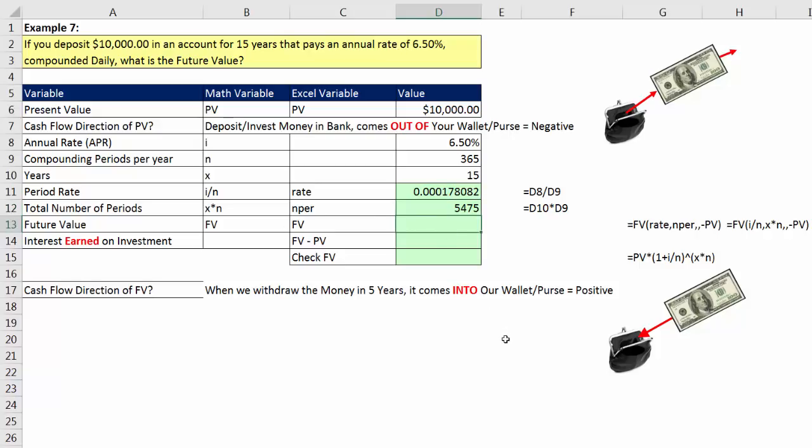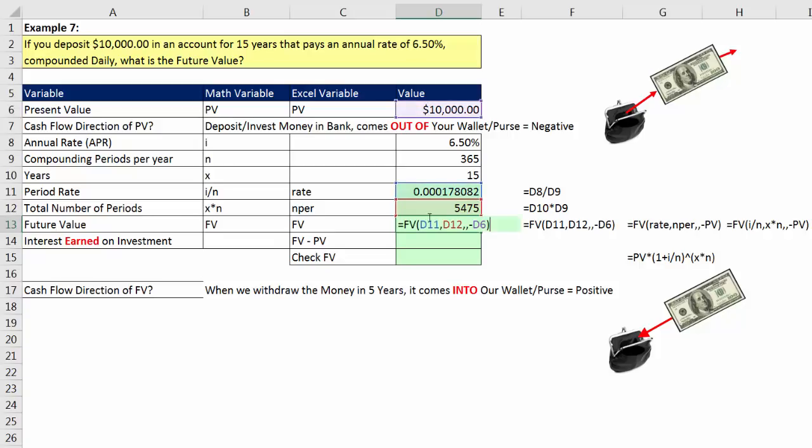Now the future value equals FV tab, the rate. That's the period rate, and that is very small, but it's our daily interest rate, comma, NPER, that's the total number of days, comma, we don't have a payment, comma, the present value. This is us putting money into the bank. So when we put it in the bank, it comes out of our wallet. So we enter a minus, and then that cell reference. We don't have a type, close parentheses. And how much do we have in the account after 15 years? We have $26,509.37. That is the power of compound interest.